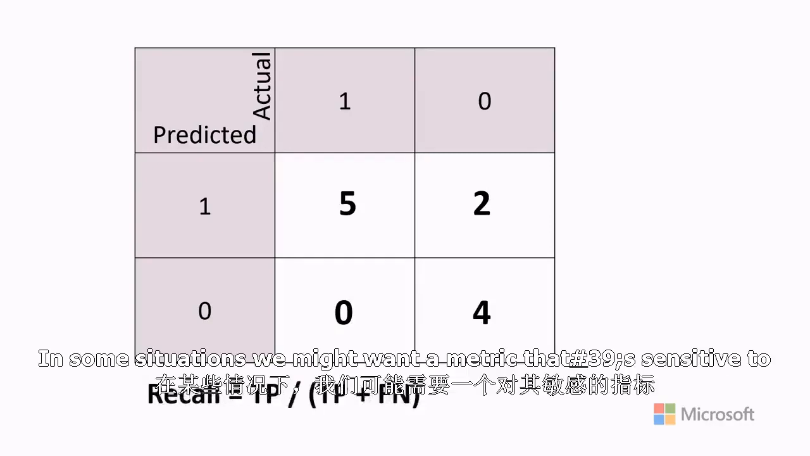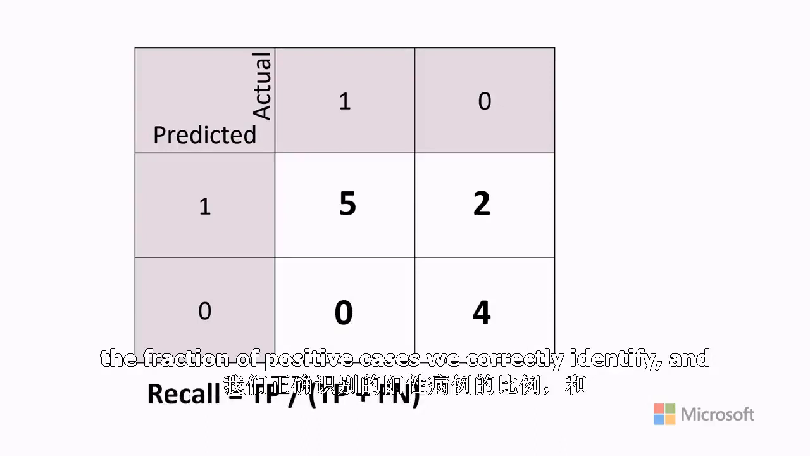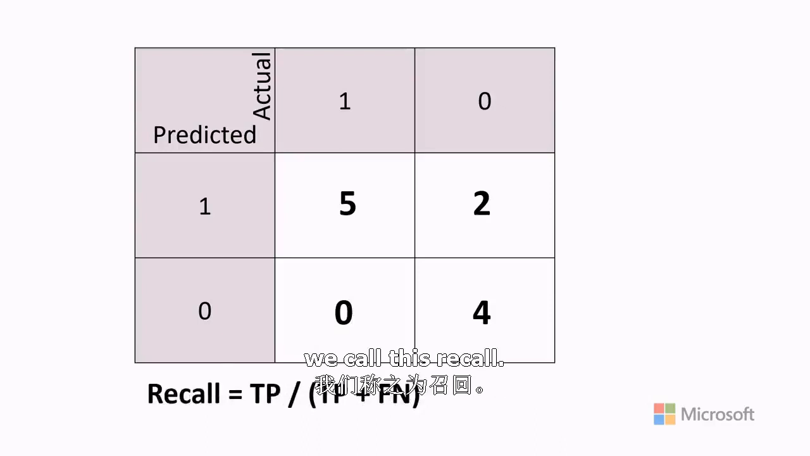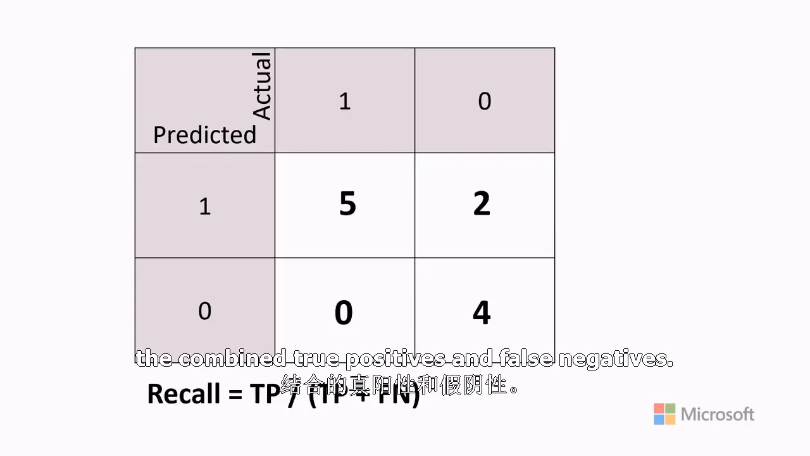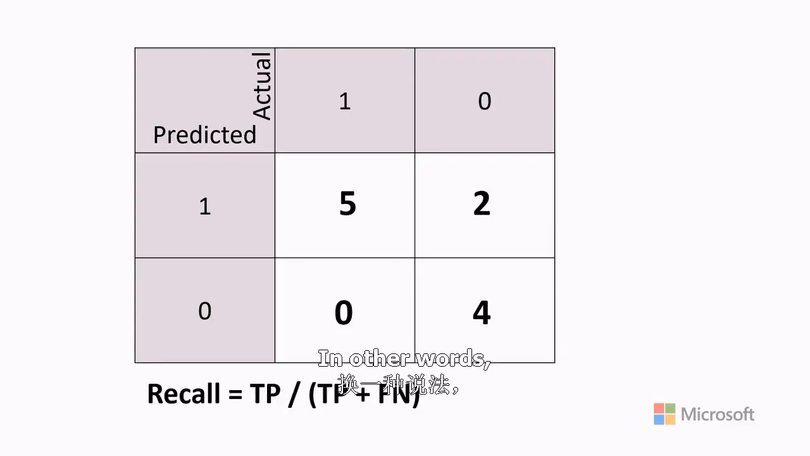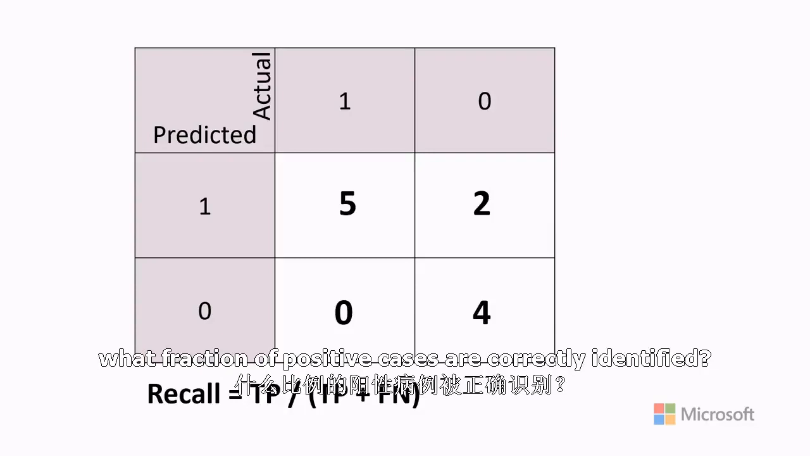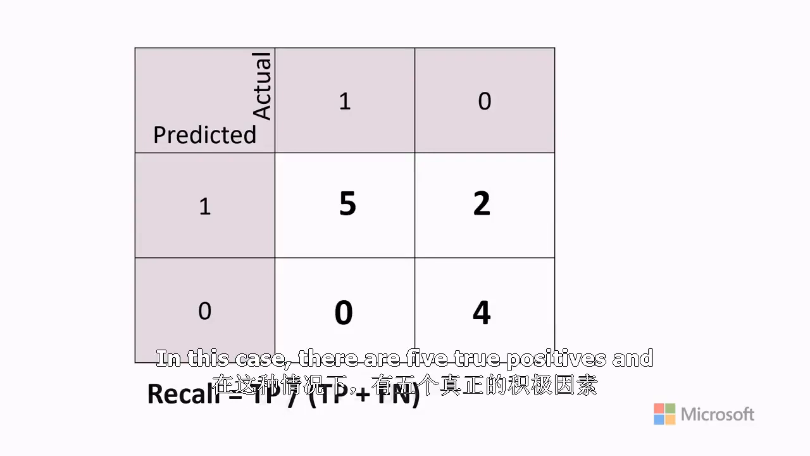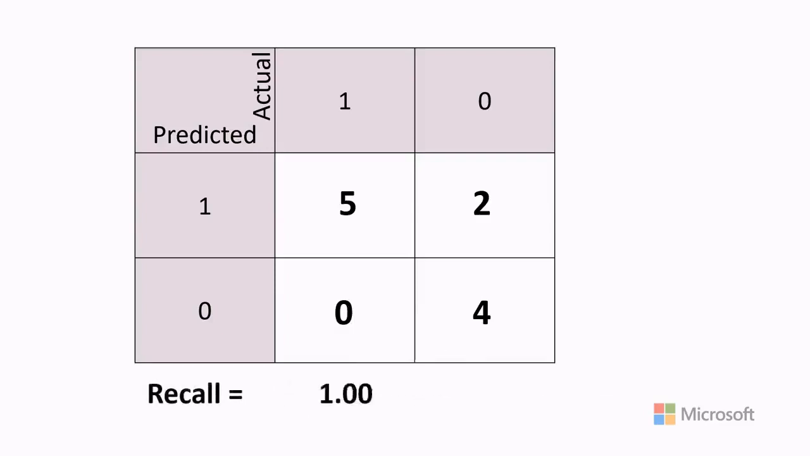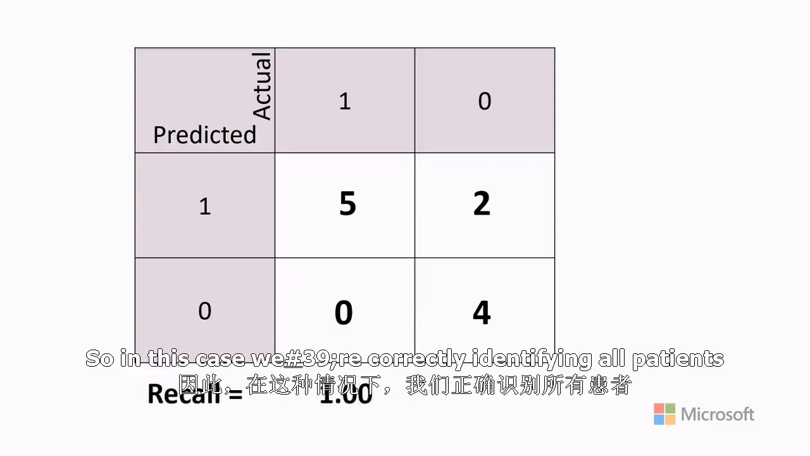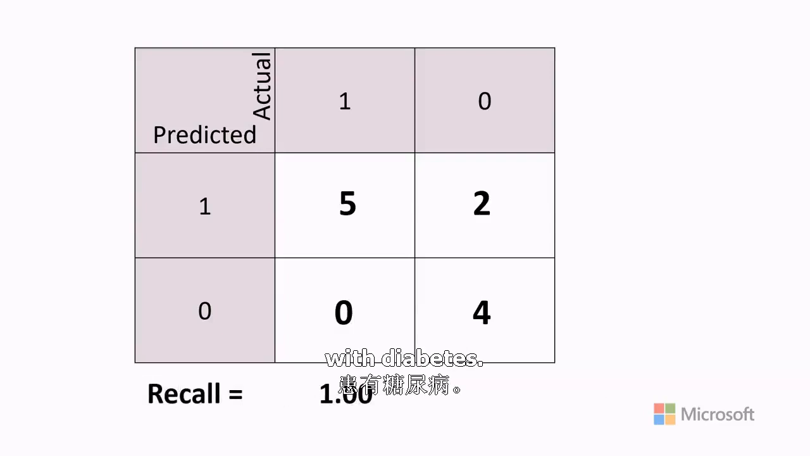In some situations, we might want a metric that's sensitive to the fraction of positive cases we correctly identify, and we call this recall. It's calculated as the number of true positives divided by the combined true positives and false negatives. In other words, what fraction of positive cases are correctly identified. In this case, there are 5 true positives and no false negatives. So our recall is 5 out of 5, which is, of course, 1, or 100%. So in this case, we're correctly identifying all patients with diabetes.